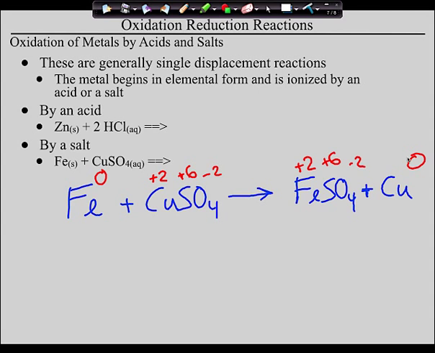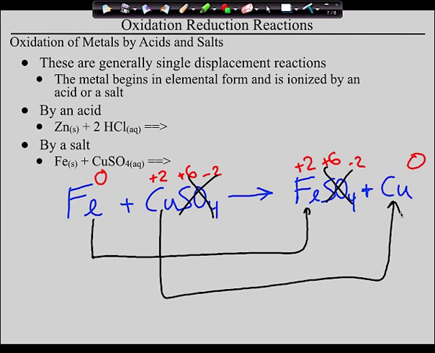Okay, so guys, let's kill some spectators. Who's our spectator in this reaction? Sulfate. So sulfate is gone. What happened to the iron? Was it oxidized or reduced? Iron was oxidized. It lost 2 electrons. What happened to the copper? Thank you. Nothing happened to the copper. The copper ion was reduced to what? Copper metal.